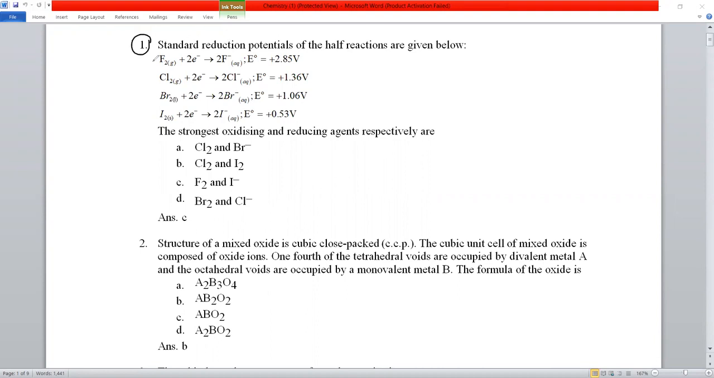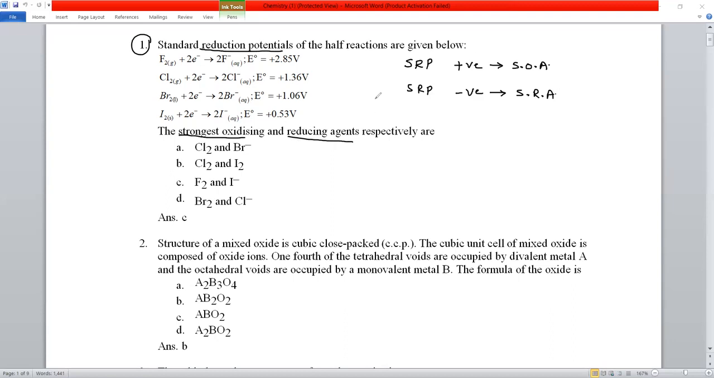So question number 1: the standard reduction potentials of reactions are given below. They have given fluorine, chlorine, bromine and iodine, with their SRP values, and they are asking for the strongest oxidizing agent and reducing agent among these. If the SRP value is positive, it means a strong oxidizing agent. If it is negative, it means a strong reducing agent, you can tell.